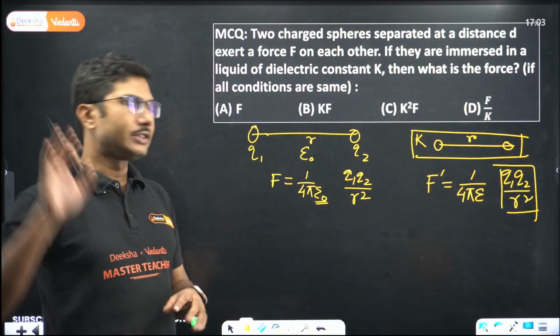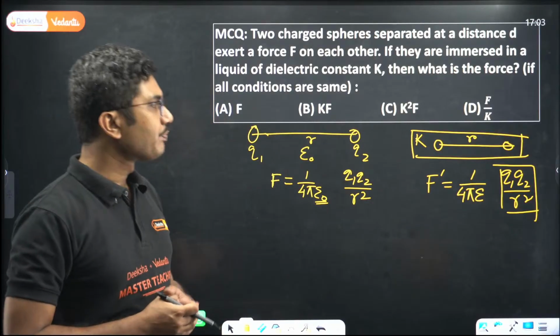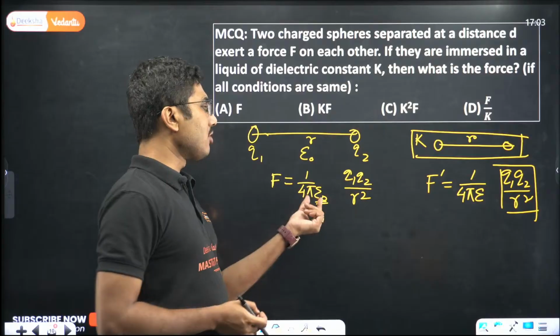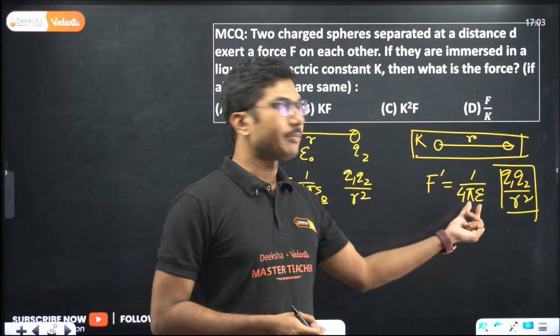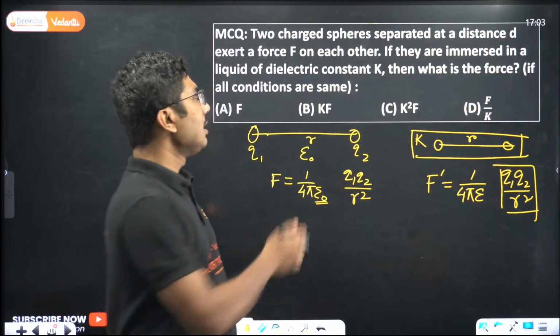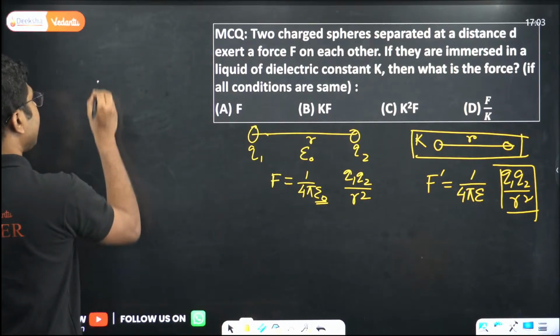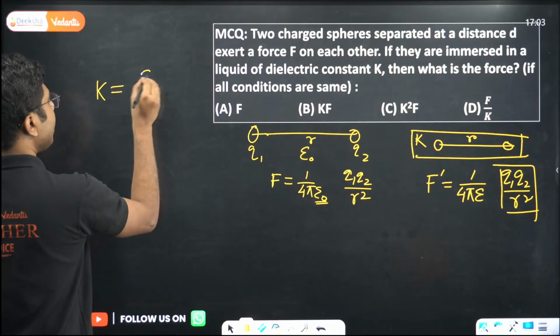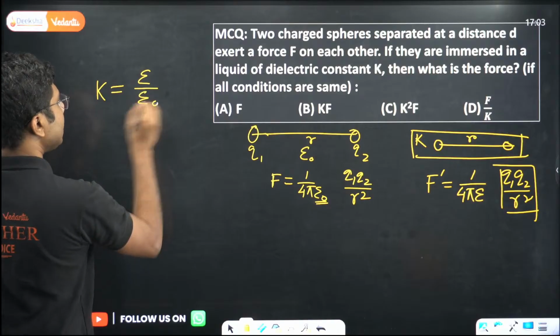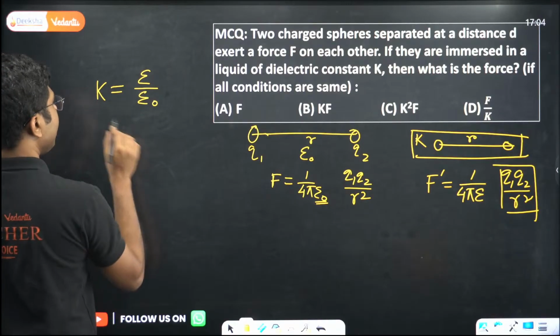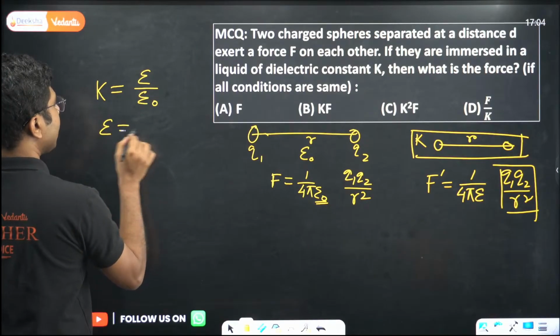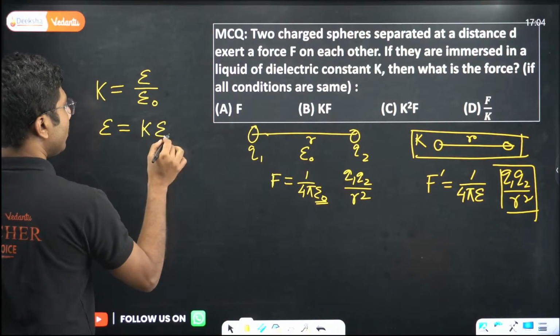So this is history of science. We are not discussing history. The only thing you have to change is that epsilon naught should become epsilon, the permittivity of that medium. Now what is permittivity? We know that dielectric constant is permittivity divided by free space permittivity. So from here we can write epsilon equals dielectric constant into epsilon naught.